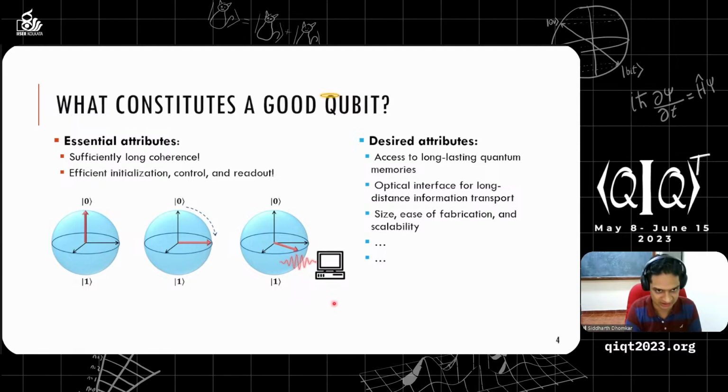So good initialization, good control. So you should be able to actually manipulate the spin state. You should be able to generate a superposition state if required. And at the end of everything, at the end of all quantum operations, you should be able to read it out. Okay, so these are the essential attributes, and then there are a bunch of desired attributes like size, fabrication, and stuff like that. So my aim for this particular talk is to tell you how to do this with optically active spins and why they are useful. Okay.